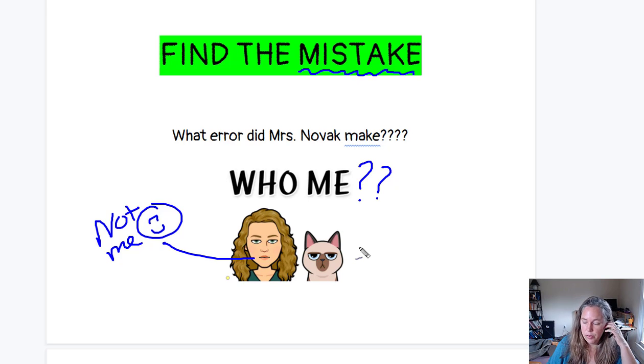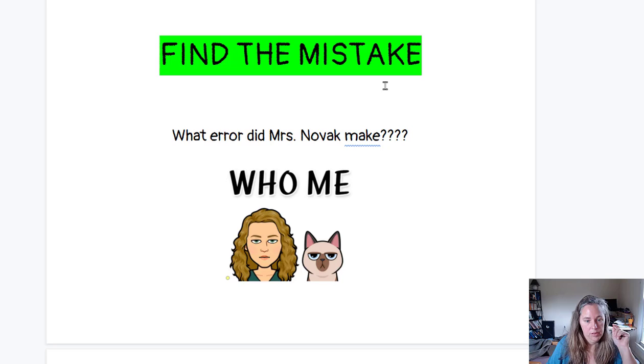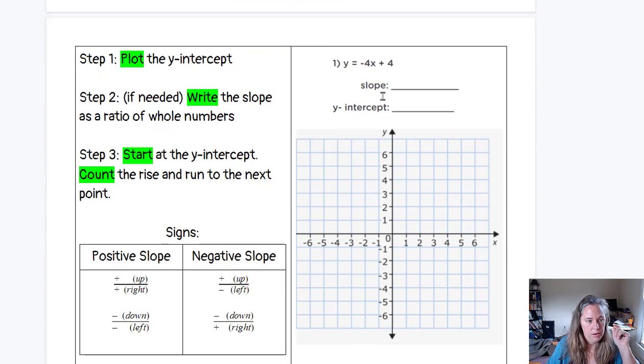So I'm going to use the problems that you did last week for your academic block. I'm going to do each one, and on them I am going to make a mistake, and we're going to see if you can find it. Last week for our academic block we had to graph three linear equations. So I have here on the right the equation that we need to graph.